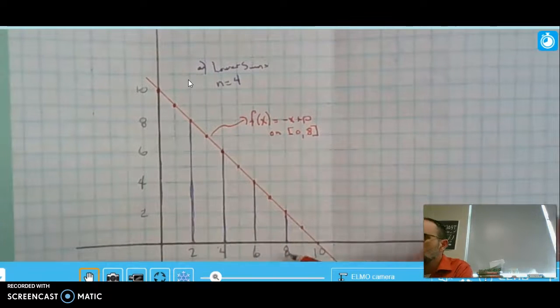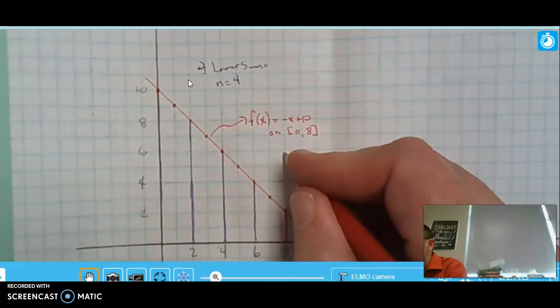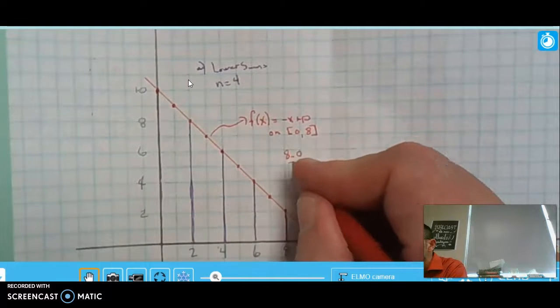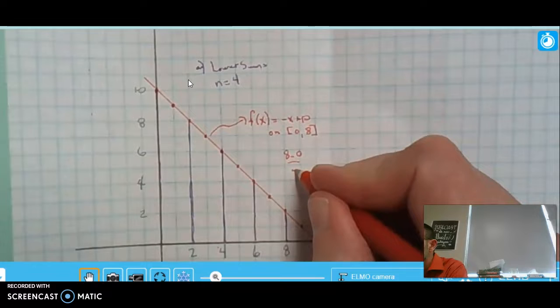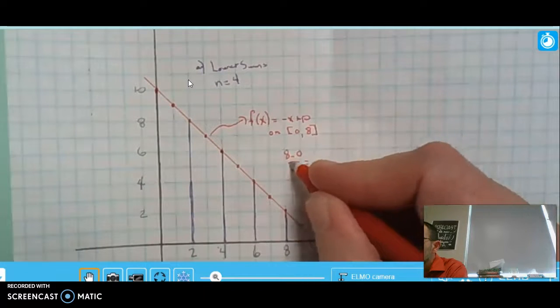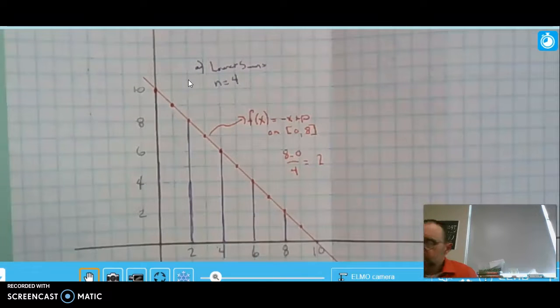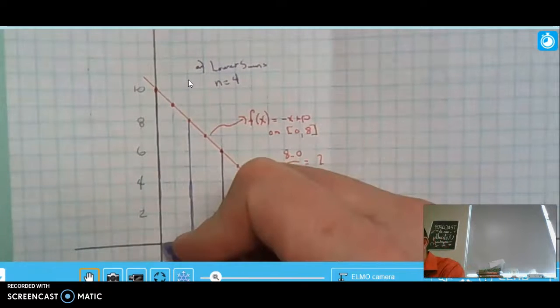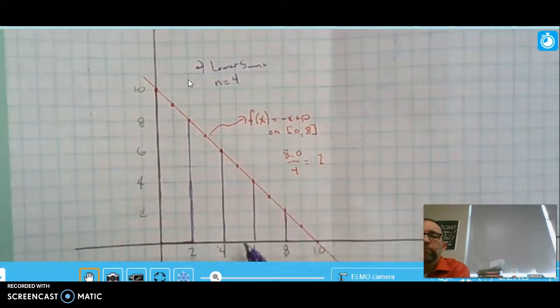So if n is 4, and we're going from 0 to 8 on this function, then when I take 8 minus 0, that tells me I'm traveling a distance of 8 across the x-axis. I want to break that up into 4 rectangles in this case. So 8 divided by 4 gives me 2. So my delta x in this case will be 2, because this rectangle is 2 boxes wide.